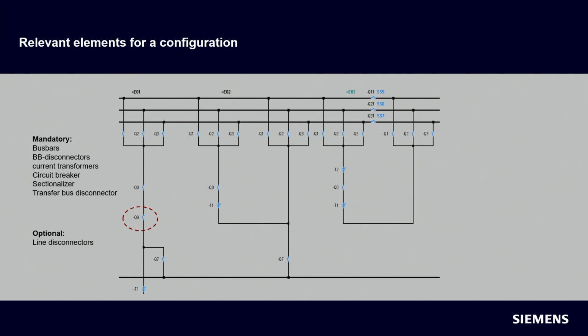Whereas optional only are the line disconnectors. Line disconnectors we need only in case we have a transfer bus. So here it's the case. In this case, as we have a transfer bus, we have to configure also the line disconnectors. And we also need the line disconnectors in case of parallel lines.